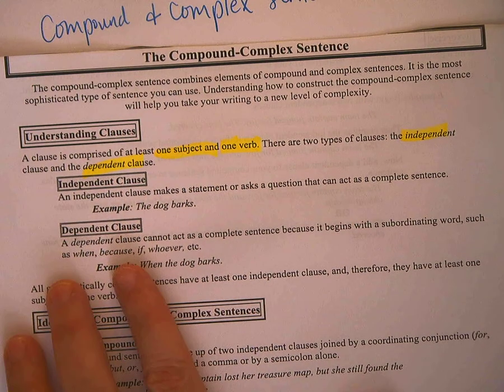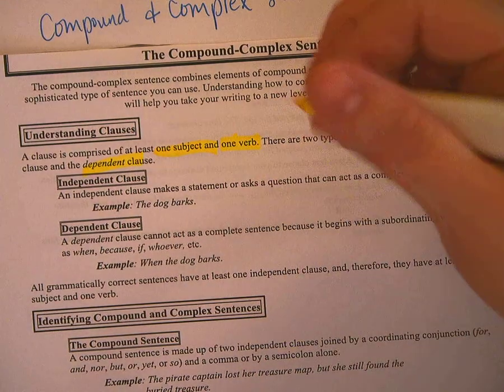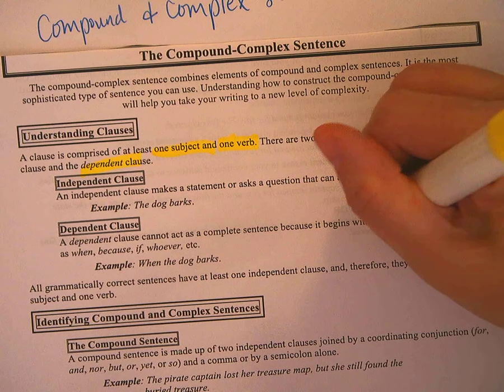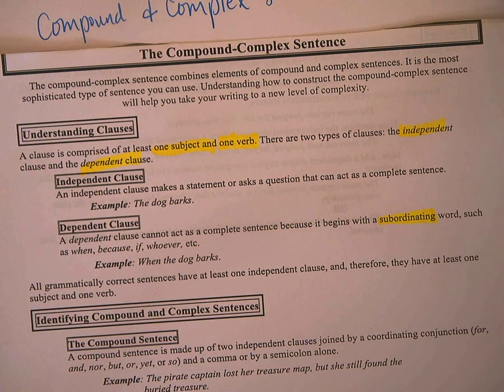A dependent clause is a little bit different. A dependent clause cannot act as a complete sentence on its own because it depends on another clause to complete it. It starts with what we call a subordinating word. If you know what the word subordinate means, that you depend on someone else, or someone else tells you what to do, you are their subordinate. You fall under them.